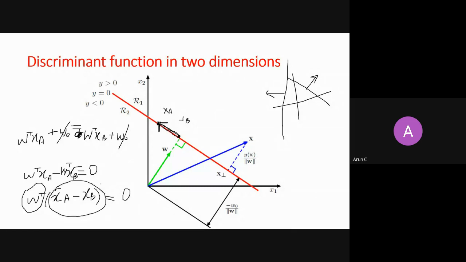This is true for any two points on a hyperplane. XA and XB can be arbitrary points on the hyperplane. It means any vector on the hyperplane is orthogonal to the W vector. Hence W will always be orthogonal to my hyperplane. So if this is W, then this is my hyperplane, and if that is W, this is my hyperplane. You got it?